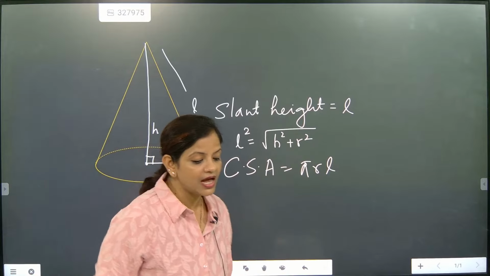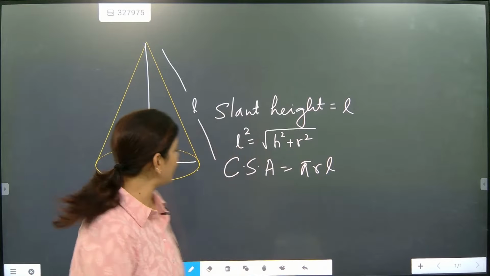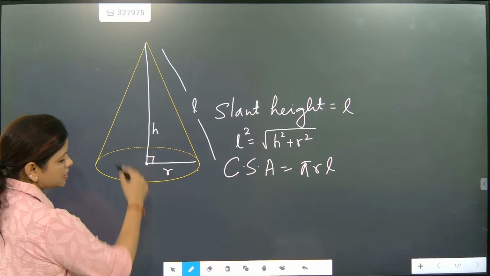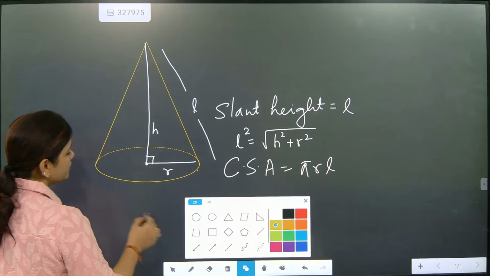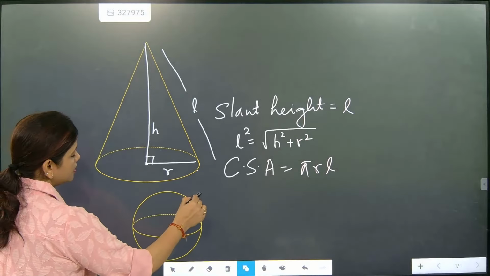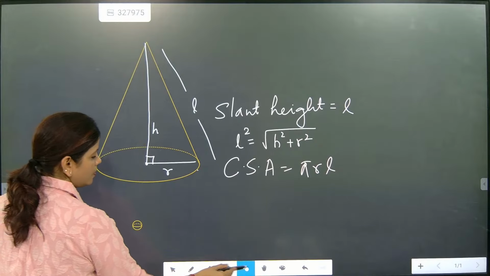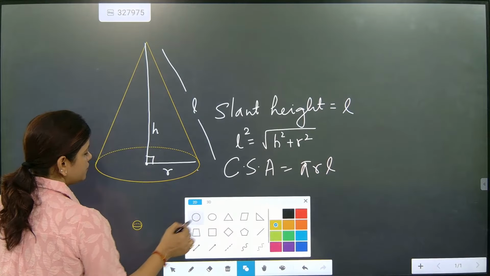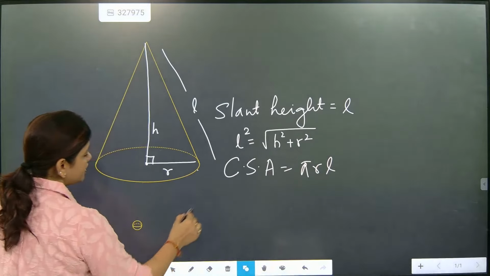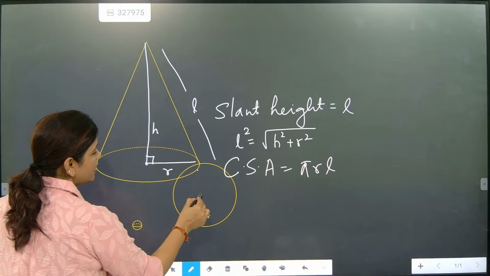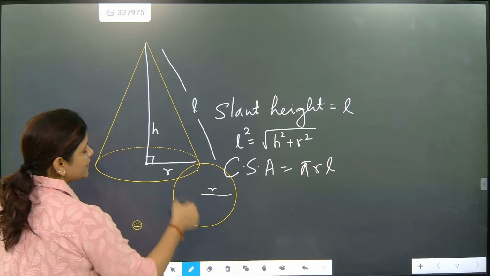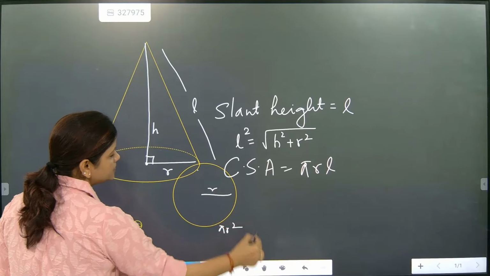And if somebody asks you about TSA, why? Because this section is a circle. This part is exactly a circle, the base part, and this radius will be there. So what is the area of this? The area is pi r square.